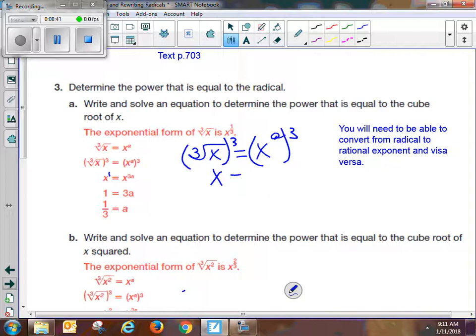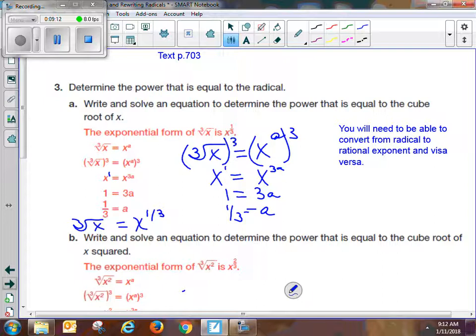So we have x to the 1 equals x to the 3a. Here comes that new important rule. What am I going to do? Thank you. Set the exponents equal. So a is 1/3, yes? So this is confirming that the cube root of x is the same thing as x to the 1/3 power. Are you still with me? Okay? Because you have to be able to do that conversion.